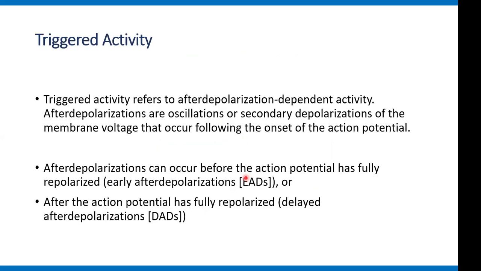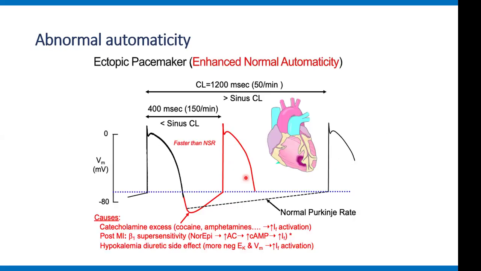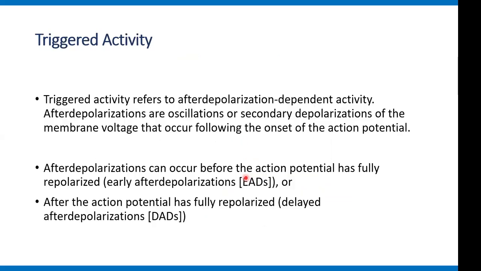Then we have triggered activity. So let's say that for the abnormal or normal automaticity, you can have normal automaticity. It is not abnormal, it's normal. Let's say physiological. So let's say a patient has fever, has anemia. It's not abnormal, but because of the physiological parameters that are happening, the heart rate sort of increases. So those are not usually abnormal automaticity. Okay, they are enhanced, sort of.